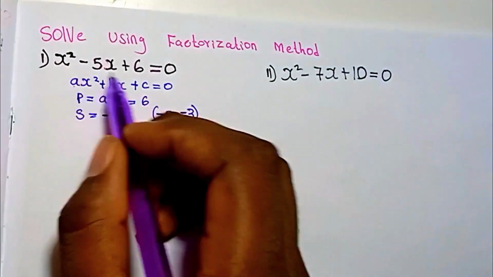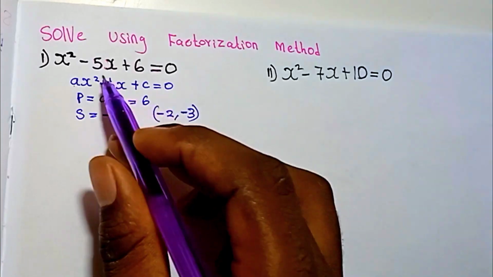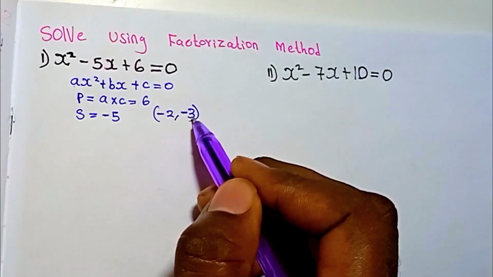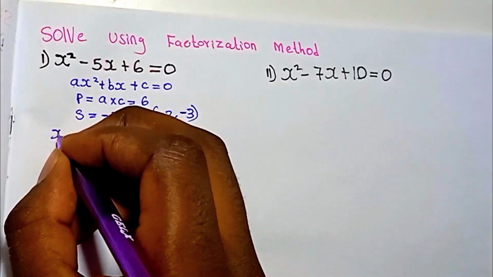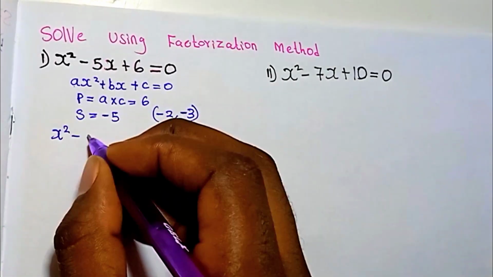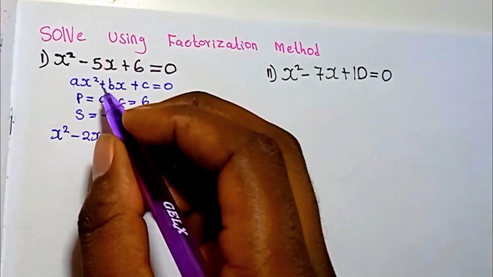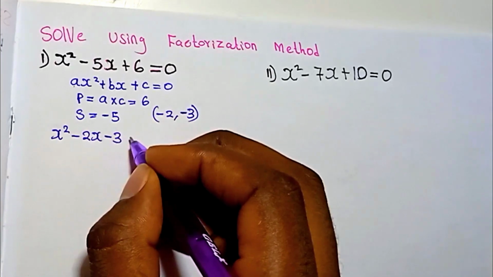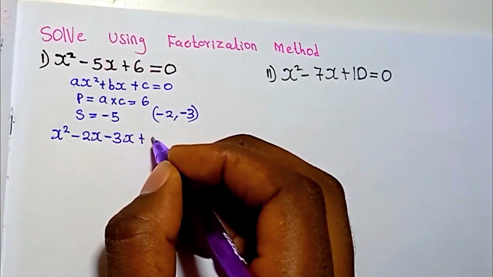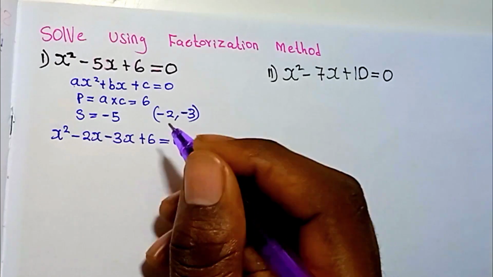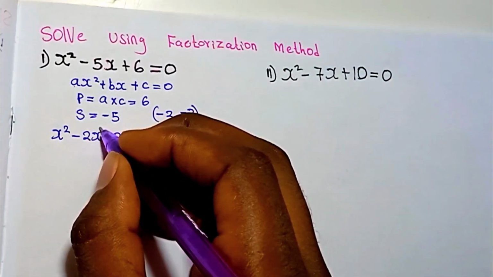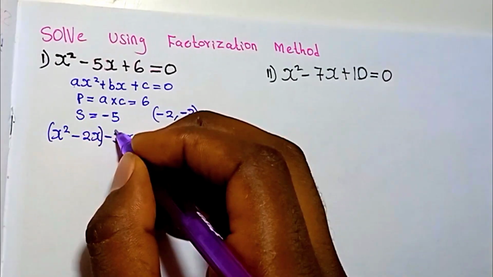So we're going to rewrite this equation, replacing this -5 with -2 and -3. So we're going to have x squared minus 2x minus 3x plus 6 is equal to 0. So we're going to regroup this into two.